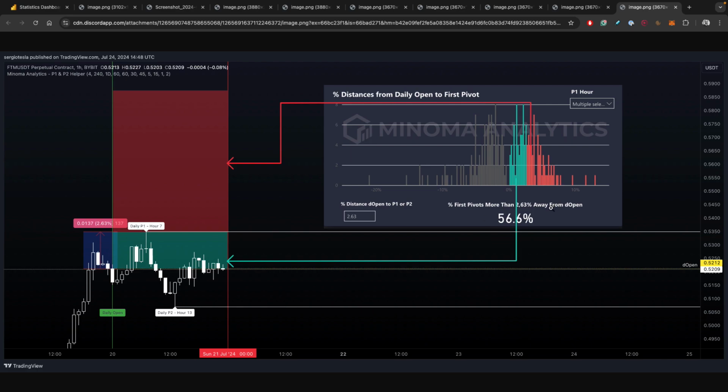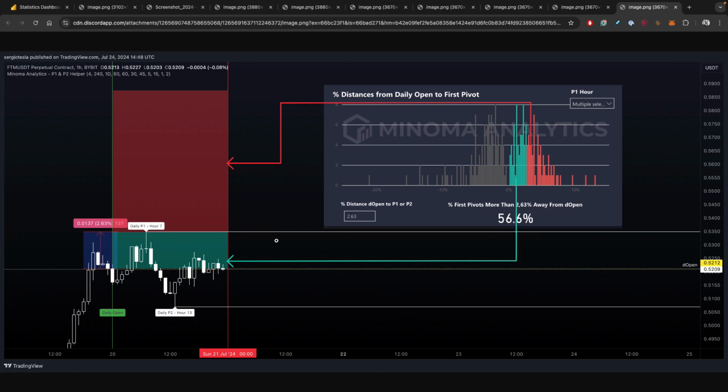And thanks to this data, we knew not to long this or anything, because we just didn't have any confirmation yet that P1 was likely to hold. Now, there's one more thing I want to point out. A common mistake that people make is saying that a high percentage of this metric, I want to emphasize, does not equal a high chance of a P1, P2 flip.